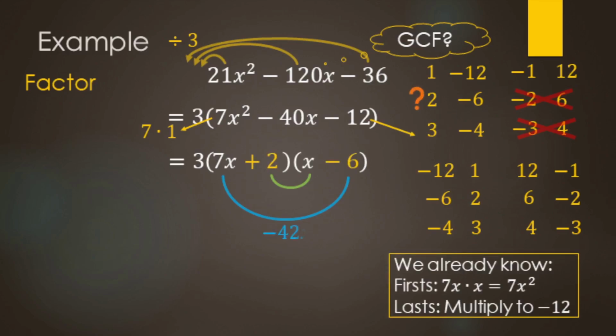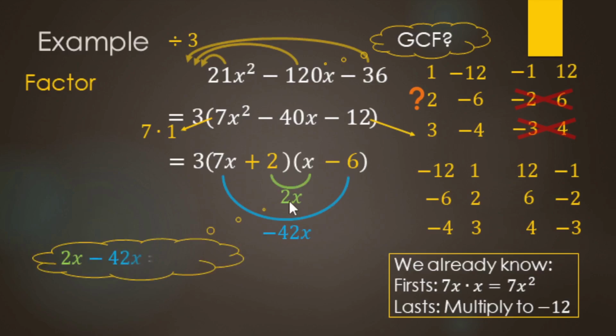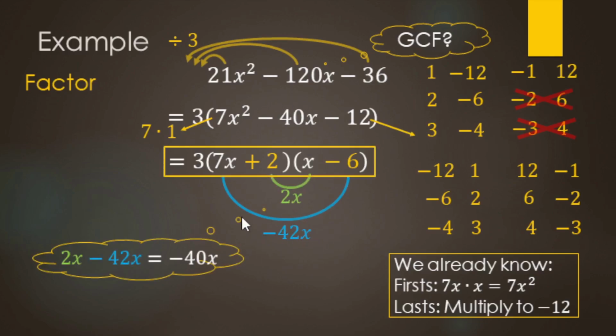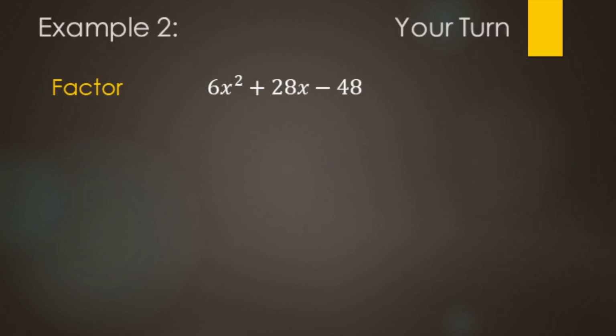Now, quick double check. Is it the outers and the inners? 7x times negative 6, negative 42. 2 times x, 2x. Do those add to a negative 40? Yes, they do. So our factors are 3, 7x plus 2, and x minus 6. Go ahead and try this one out on your own. Pause the video, then come on back and see how you did.